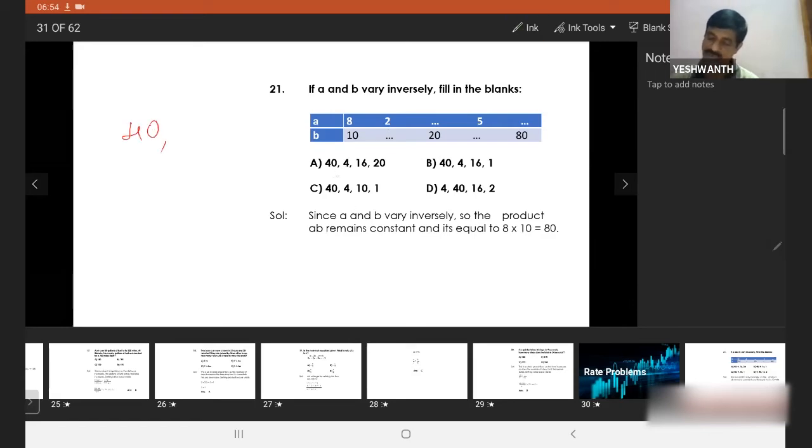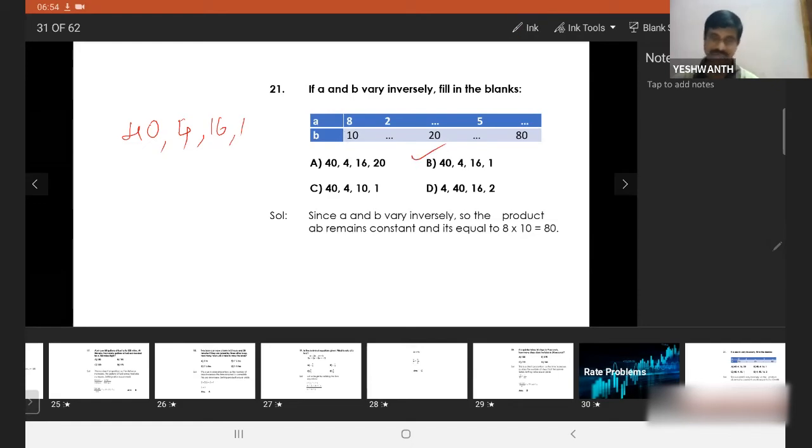So how many options do you have? 3 options are there with 40. So try A, B, C. One of these can be the answer. Second blank: this is again 80 by 20, which is 4. All options have the same. So let us go for the third one. 80 by 5 is 16. So the third blank is 16. You have only 2 options left, so C is eliminated. Fourth blank, 80 by 80. So the option is B. Right?